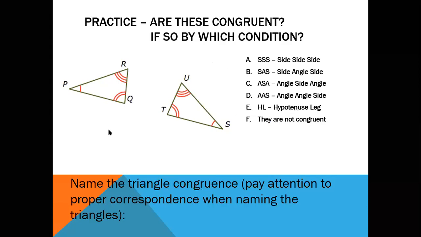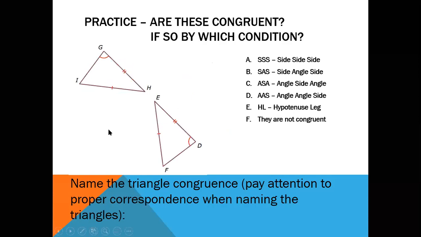Next one. On this one, you need to pick a spot to start. I'm going to start right here. This is an angle. And you have to go around the outside of the triangle. You can't just jump around like you're on a pogo stick. So angle, then I get to a side, and then another side. Notice that if you put all those letters together, that is a bad word. So what's the answer over here? A, B, C, D, E, or F? F. They are not congruent.